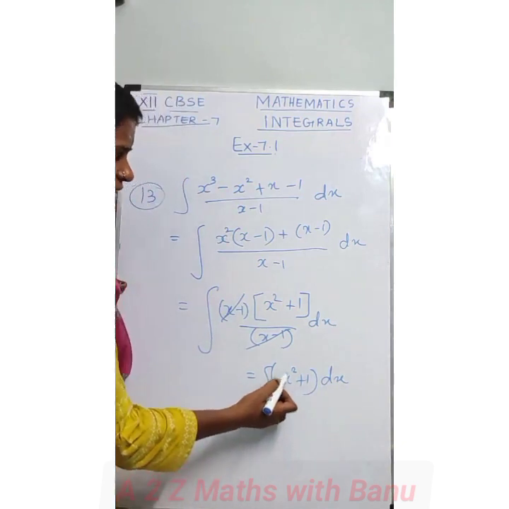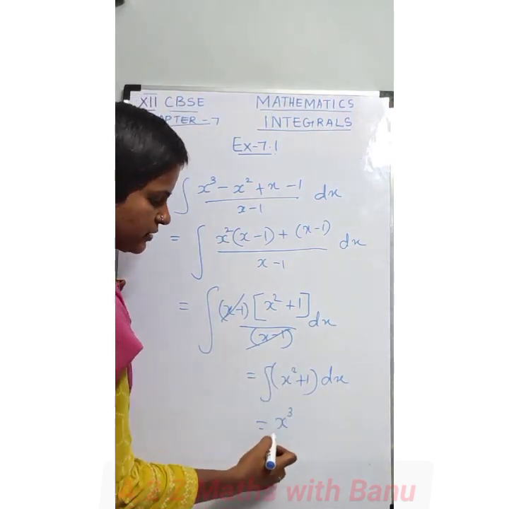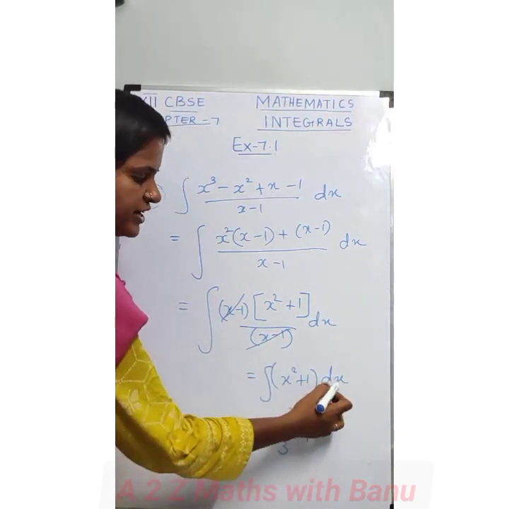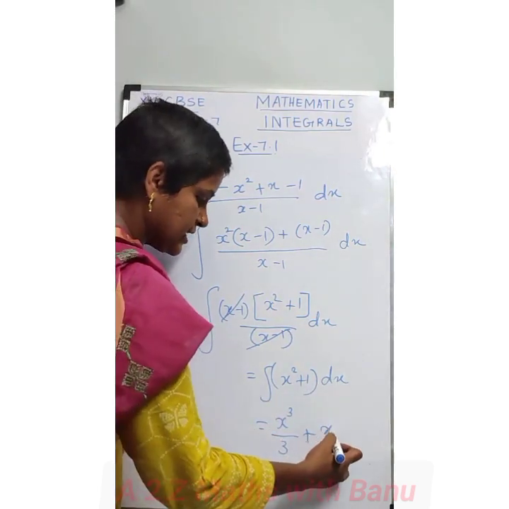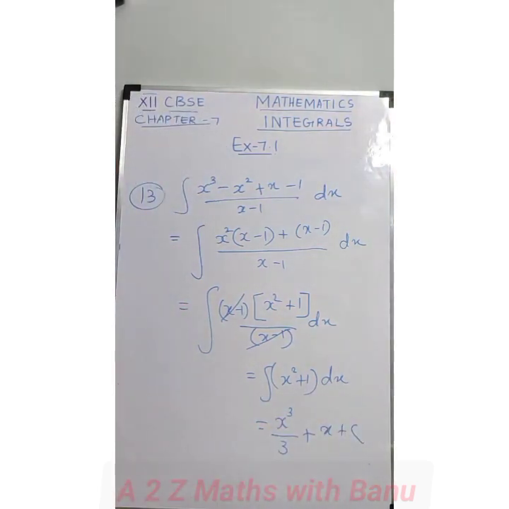And you know the integration of x square is x cube by 3. And then 1 into dx, whose integration is x. And then plus c, this is a constant.